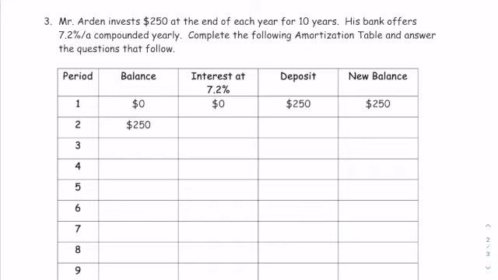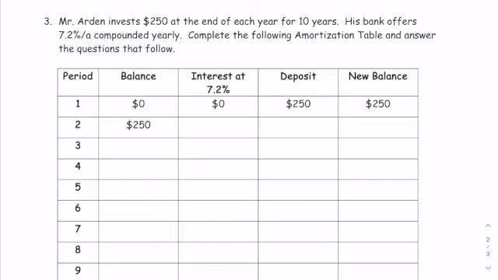All right, so the next one is number 3. Mr. Arden invests $250 at the end of each year for 10 years. His bank offers him 7.2% compounded yearly. Complete the following table and answer the questions that follow.